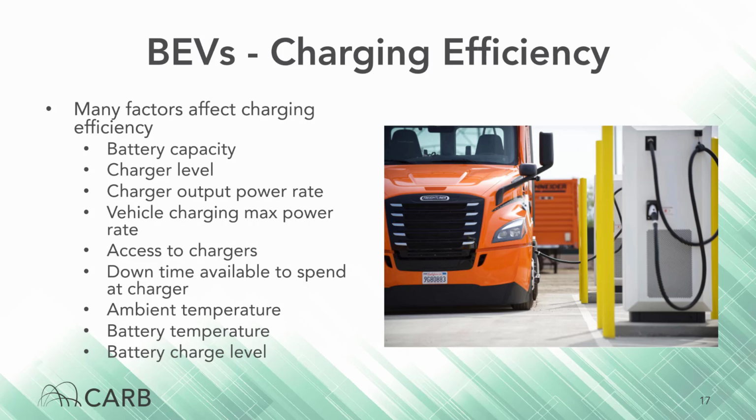Charger output rate. Again, typically the higher the output rate, the faster the electric vehicle is going to charge, but that'll vary as well based on the vehicle's maximum charging power rate that we just went over, and also the battery charge level. A battery that's at 20% capacity will usually charge at a much faster rate than a battery at 90% capacity. And this is known as the charging curve.